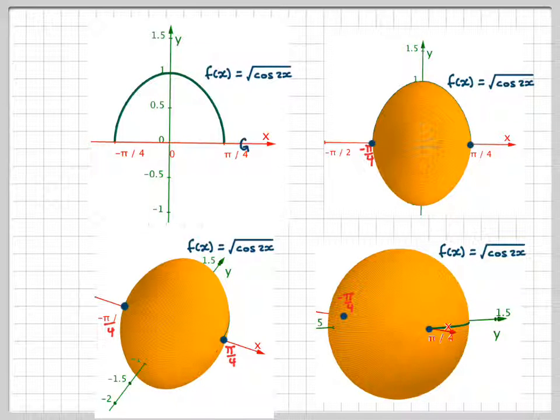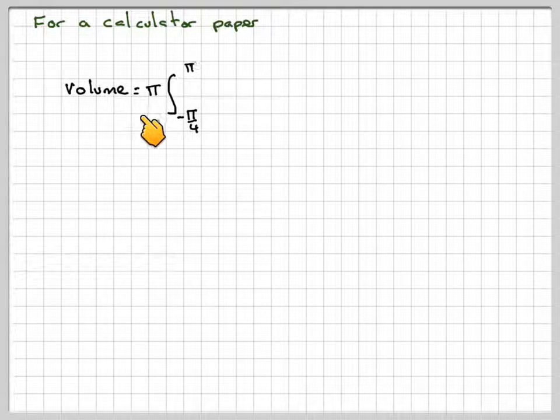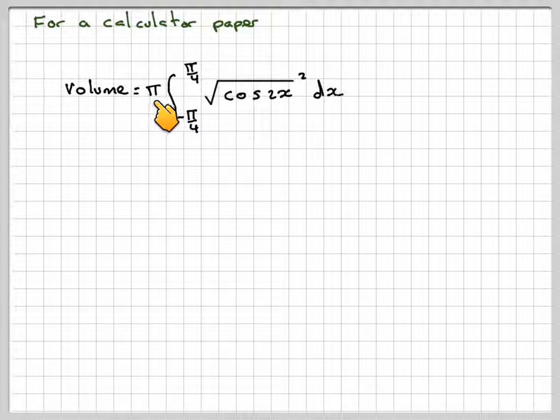Now, if we want to do it on a paper 2, then we do it slightly differently. For a calculator paper, we set up the correct integral. So you need to write down the correct integral: pi times the integral from minus pi by 4 to pi by 4 of the square root of cos 2x all squared dx. That's fundamental that you write that down.